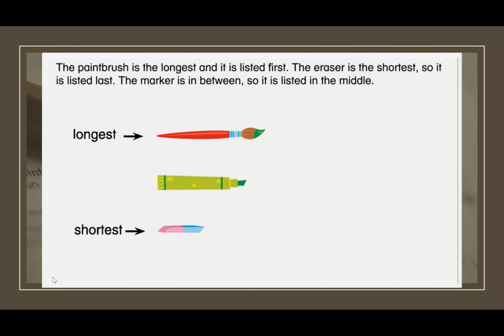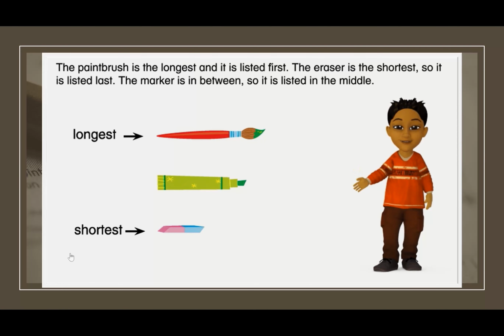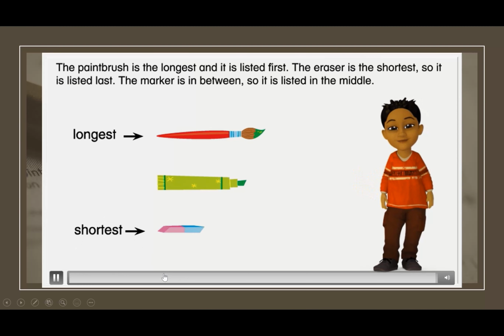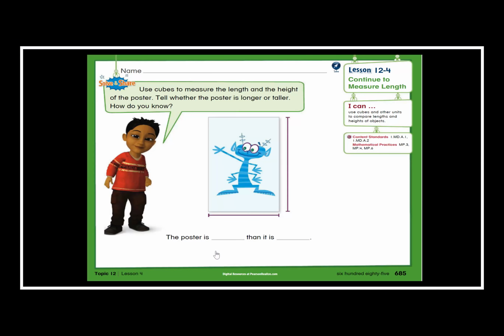The eraser is the shortest, so it is listed last. The marker is in between, so it is listed in the middle. Now you know how to compare and order objects by their lengths. I hope you understand what we are going to do in this lesson, right? Now, take page number 685 and be ready.